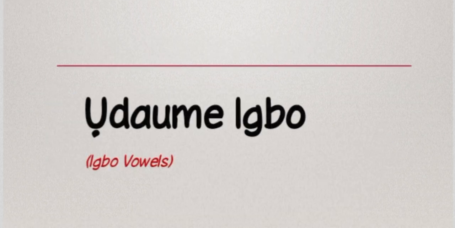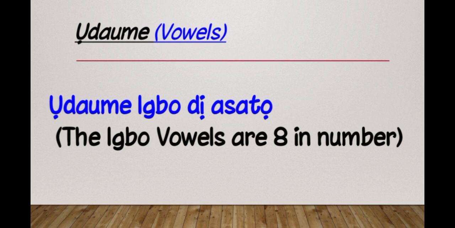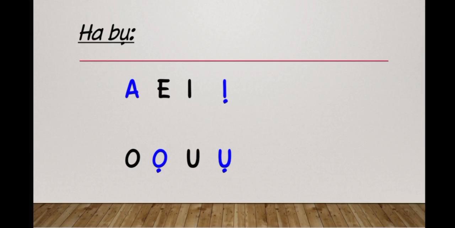Then for the vowels, Igbo vowels, we call them Ụdaume Igbo. Ha dị 8. We have only 8 vowels. Ha bụ gịnị? A, E, I, Ị, O, Ọ, U, Ụ. So it's A, E, I, Ị, O, Ọ, U, Ụ. Daalụ.